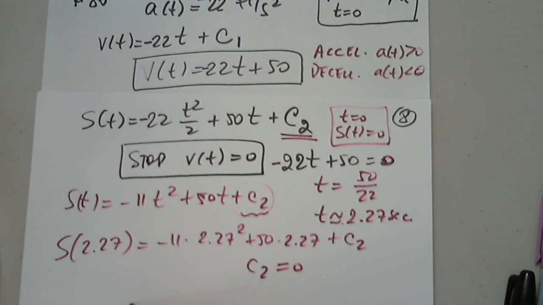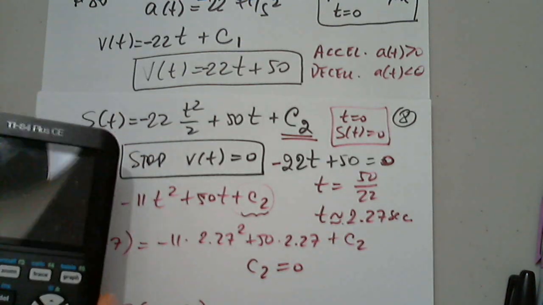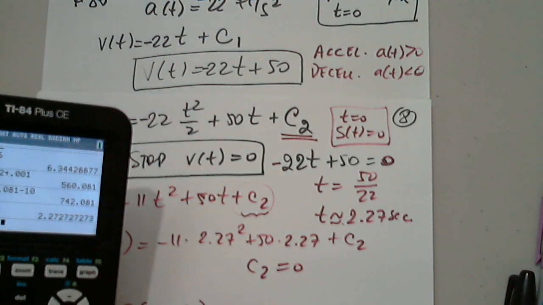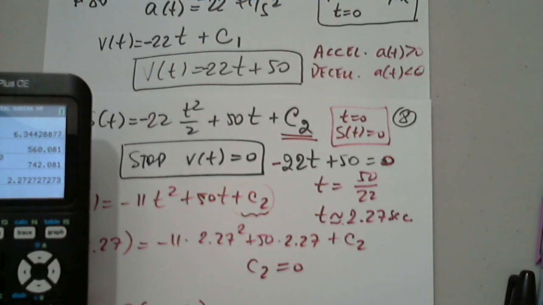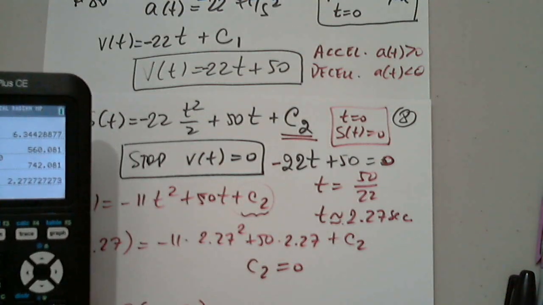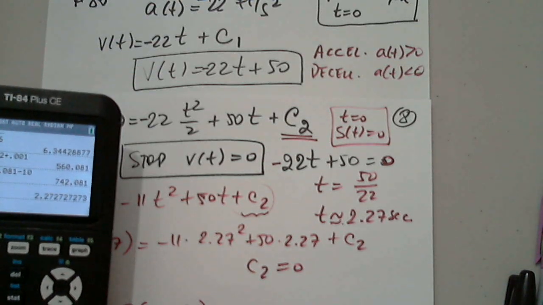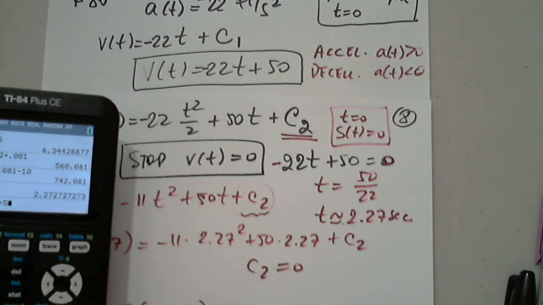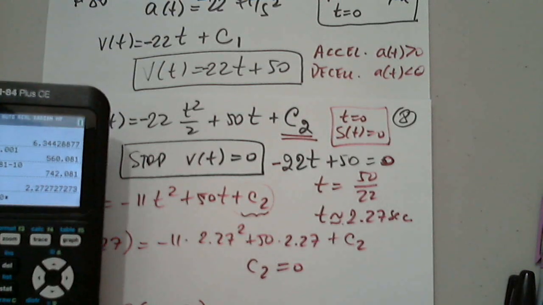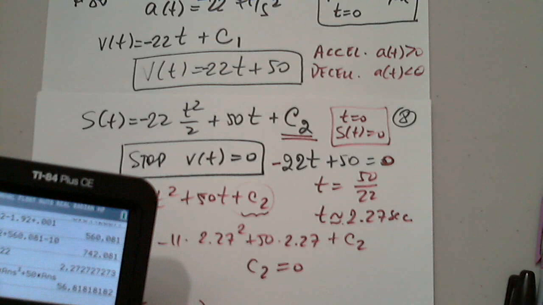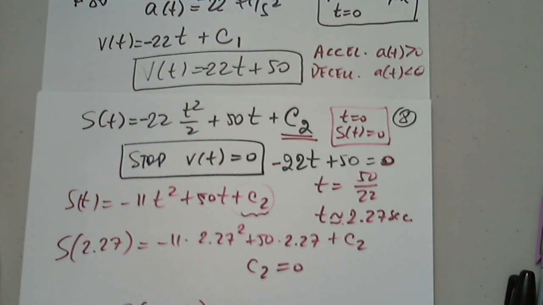So now we can determine the distance, S of 2.27. So negative 11 times 2.27 squared, and plus, well, maybe I should use the previous answer to get the best answer possible. Times the previous answer squared, and plus 50 times the previous answer, and that is the distance, 56.82 feet.